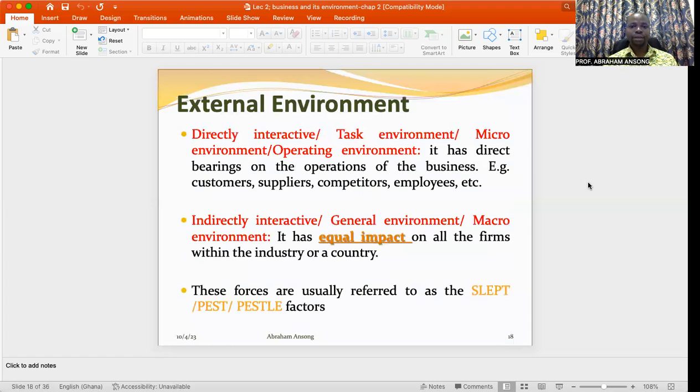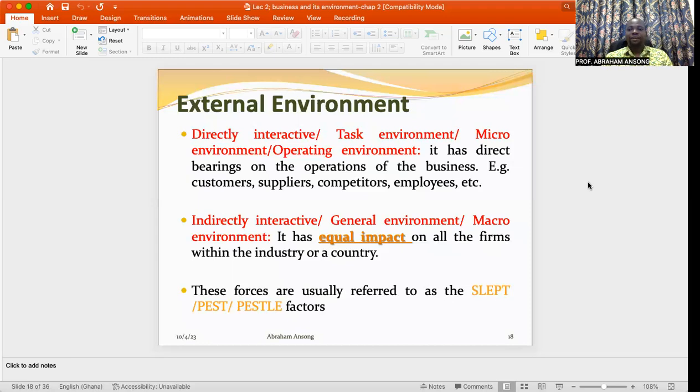Okay. But an external environment is subdivided into two. If you remember the diagram, we said we had the micro and we had the macro environment under the external environment. Okay, so the other names for the micro, for example, is directly interactive or task environment or operating environment. Okay, they are all the same as the micro environment. If you pick the macro environment, it could either be known as indirectly interactive or the general environment of the business. Okay, so let's look at the micro environment.